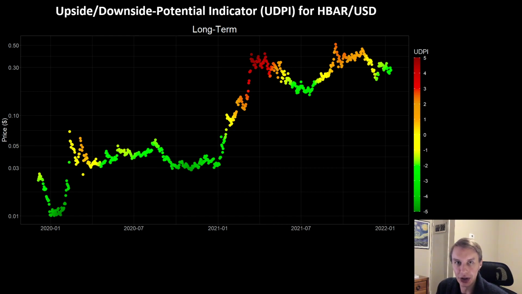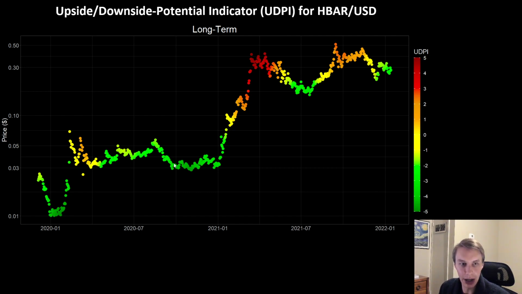So if you're returning to the channel, you've heard of our upside downside potential indicator many times before. What I'm showing you here is the price history of HBAR over time, color-coded to the output of our risk indicator. So each dot is a day, and each day is color-coded based on the upside downside potential indicator output. A score of 5 means high risk, a score of -5 means low risk.